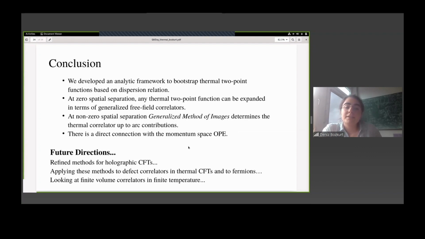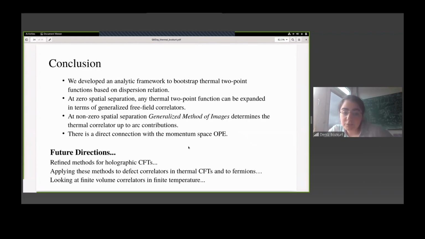On the other hand, the images that appeared in the dispersion relation in the complex Tau plane inspired us to conjecture the general form of computing the thermal two-point function at non-zero spatial separation. This is the generalized method of images that we developed, which also works at non-zero spatial separation. And this dispersion relation has a direct connection with the momentum space OPE.